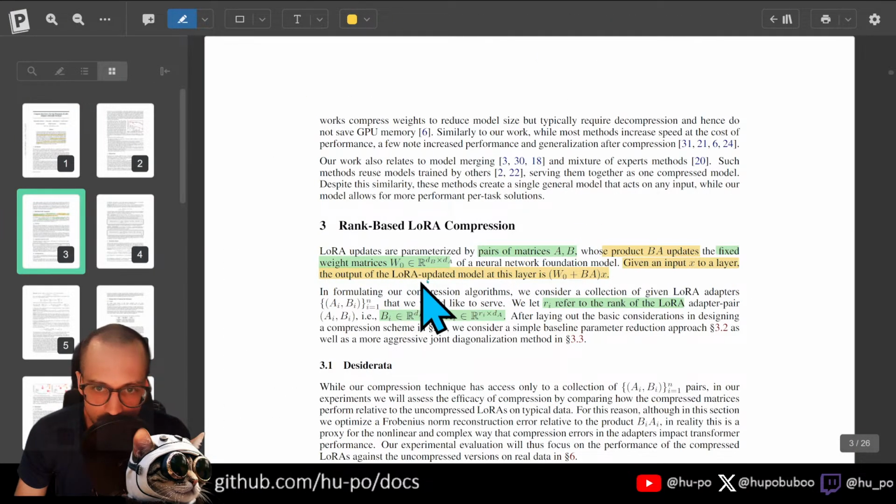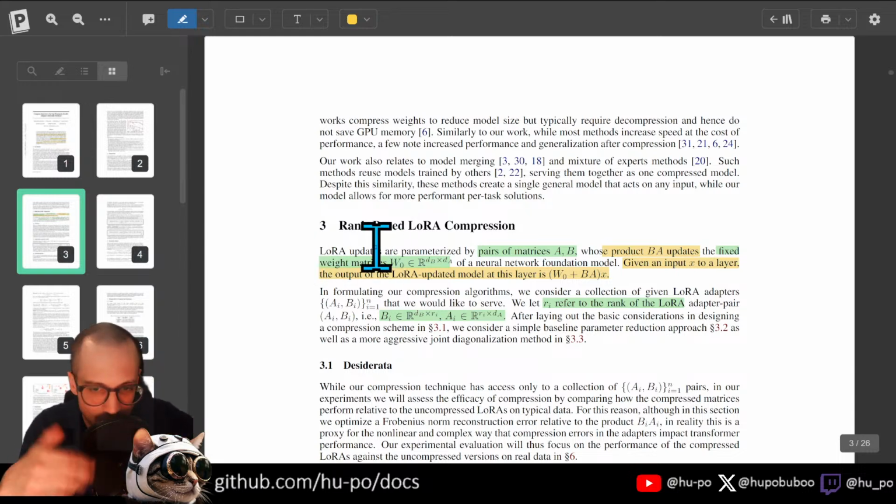The output of the LoRa updated model at this layer is W0 plus BA. So basically you're taking some model here, which would normally just take your weights and multiply it by the input X, and you're adding to the weights of that model this little update. The way that I think about LoRa's, it's like a little bit of stored training, right? It's like a delta W. It's a delta of weights. It's a little change to your weights that you add to your weights, and then your model is going to have a different behavior.